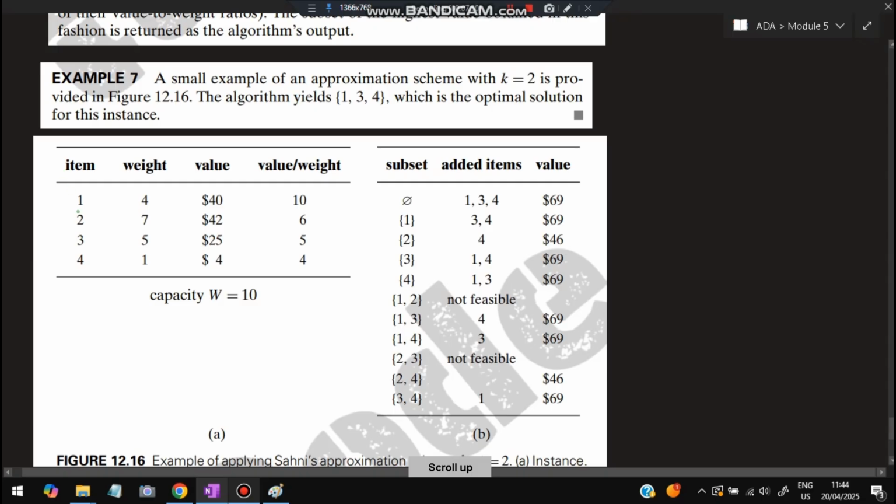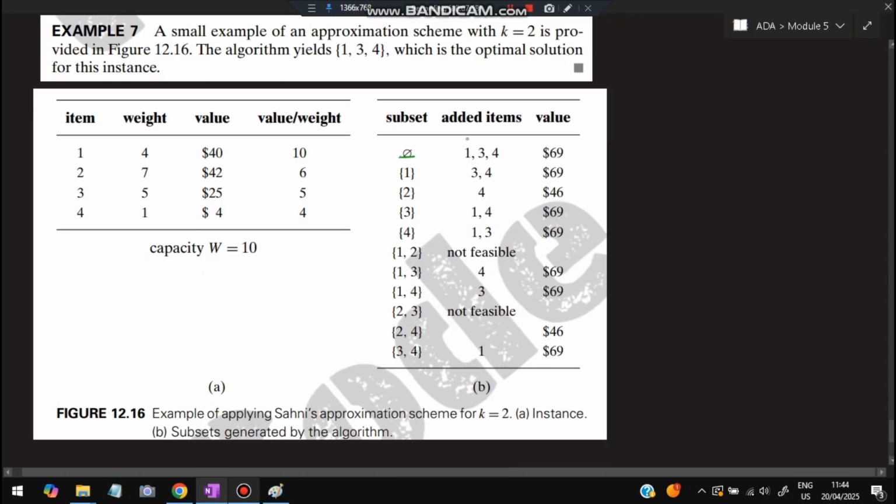So how do you solve this: 1 2 3 4 items are there, weight, value and value by weight ratios are given, capacity is given as 10. Now subset is 0, means nothing is selected, so the added items will be 1 3 4. 1 3 4, if I add, it will be 4 plus 5 is 9, 9 plus 1 is 10. So if I add these values 40, 65 and 69, so it will be 69 here. Now after adding these ones, I am adding those elements which I can form, by using which I can get the highest value. So I have taken 1 3 4. Next if I take one outside this and put it here, the remaining will be 3 4, and total sum will be 69 only.